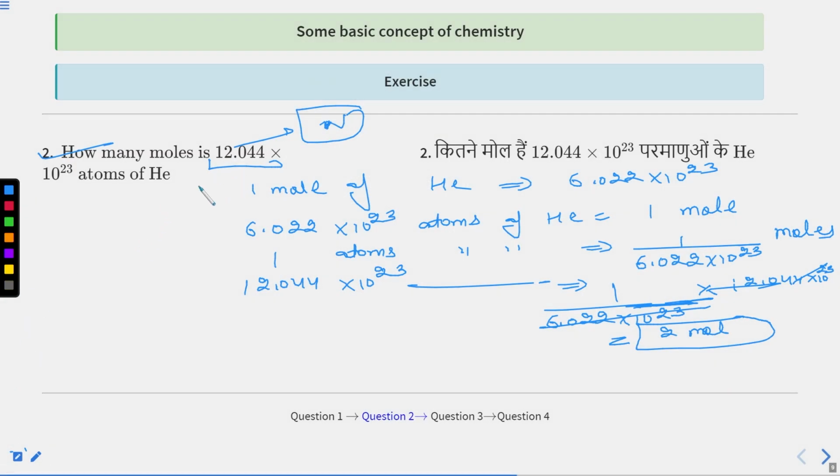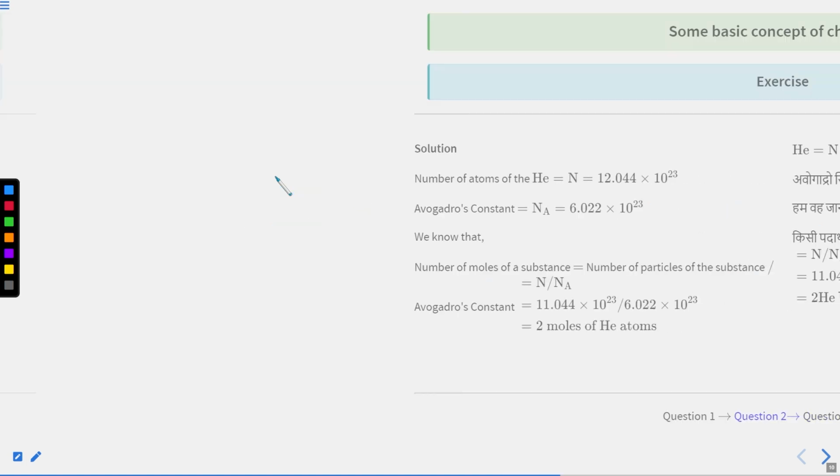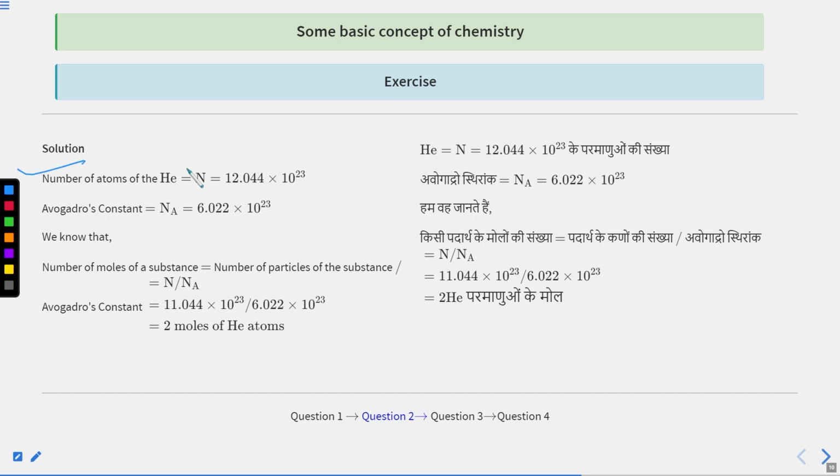So how many moles are present in 12.044 into 10 to the power 23 atoms of He? 2 moles. So let's see the answer. The number of atoms of He will be N, and it has the value 12.044 into 10 raised to the power 23. The Avogadro constant value is 6.022 into 10 raised to the power 23. The number of moles of a substance is equal to the number of particles of the substance divided by the Avogadro number. It means you can say N by Na.